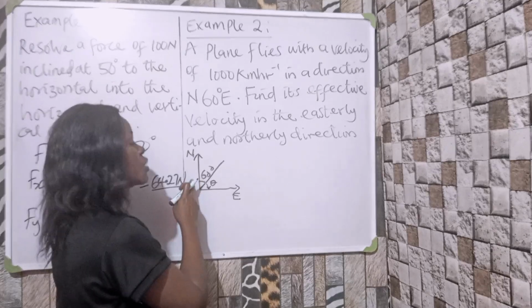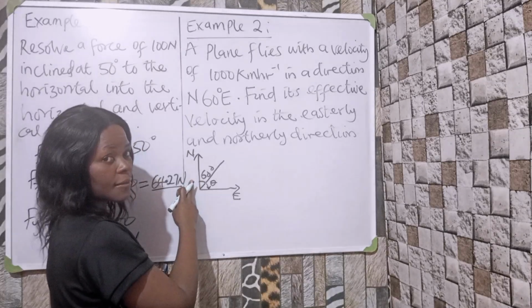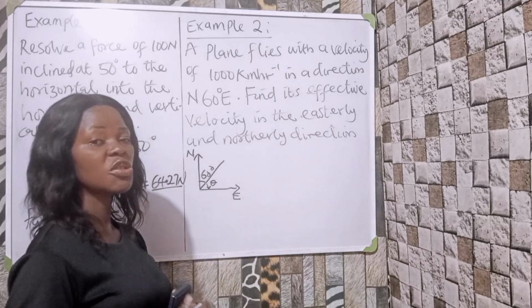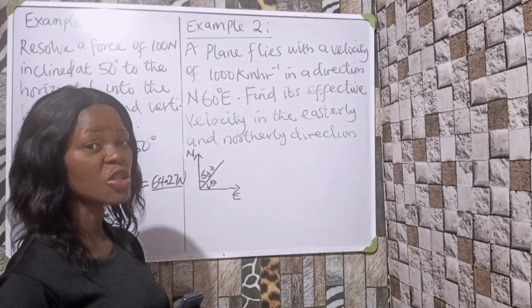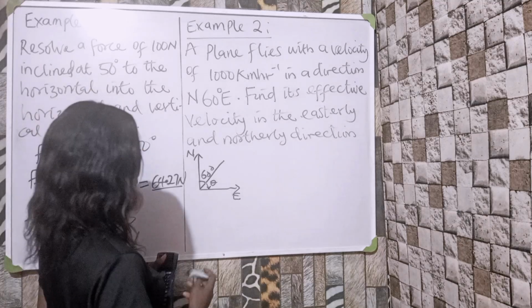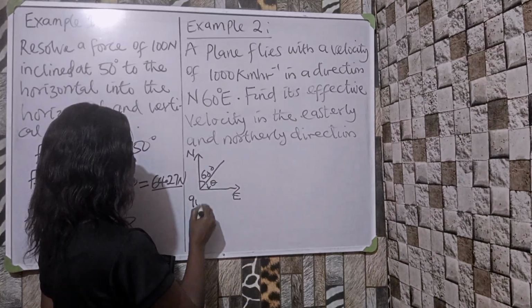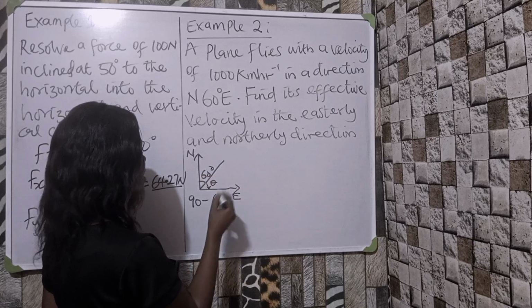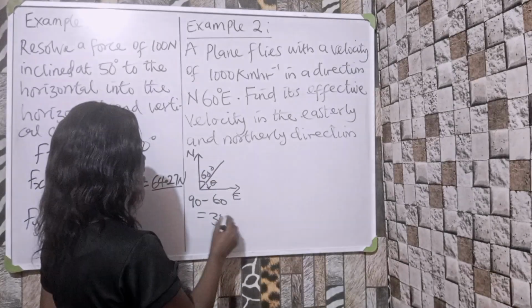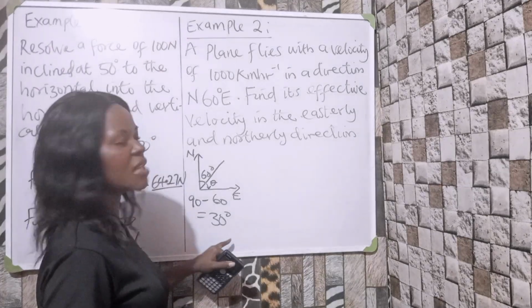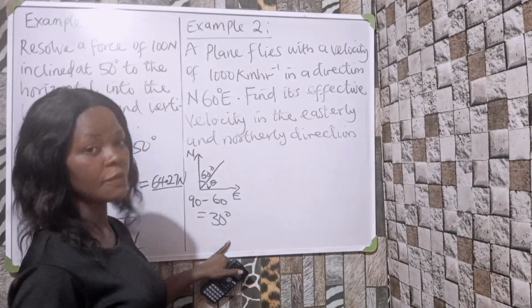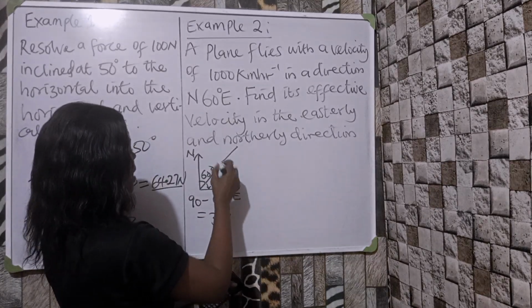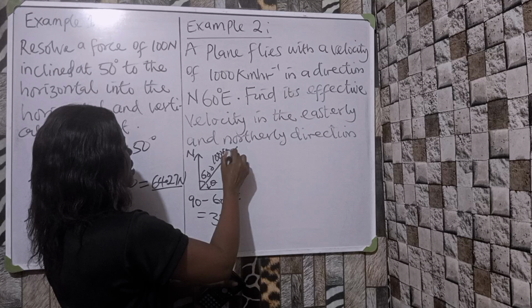So you cannot solve with this because this angle is inclined to the vertical. So for us to resolve a vector, the angle must be inclined to the horizontal. So for us to get this angle, we say 90 minus 60, which is going to give me 30 degrees. So I'm going to use 30 degrees to resolve this particular velocity, because we're looking for velocity. Okay, so the magnitude of this velocity is given as 1000 km per hour.